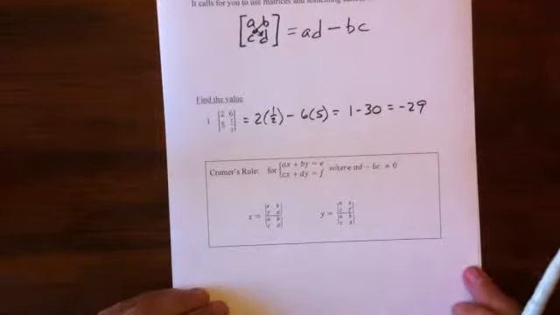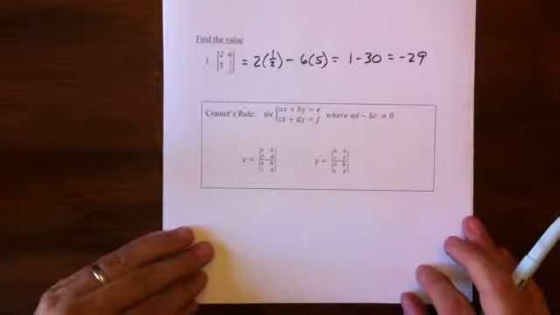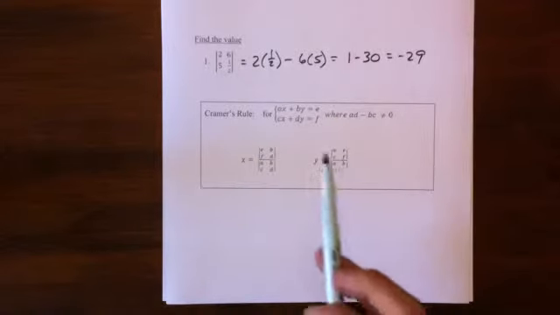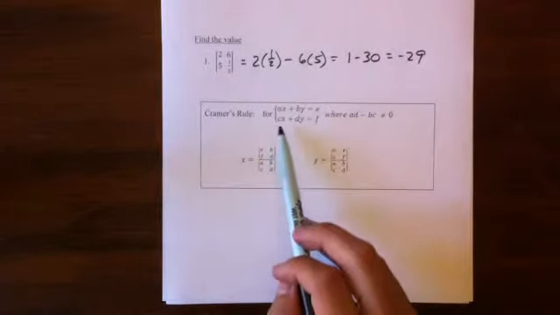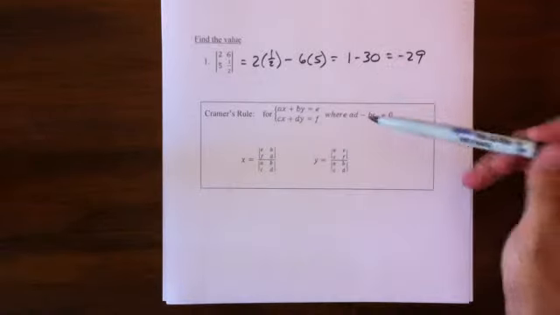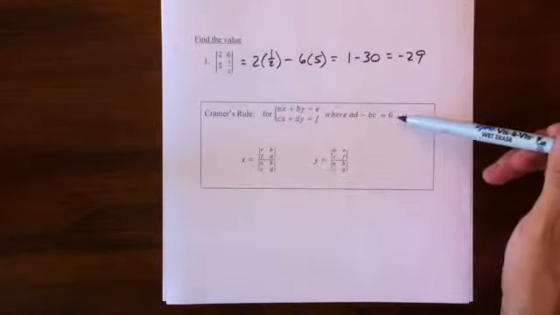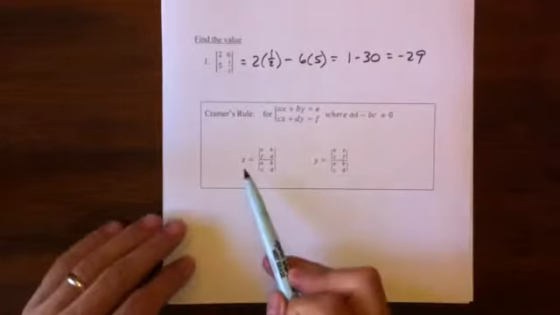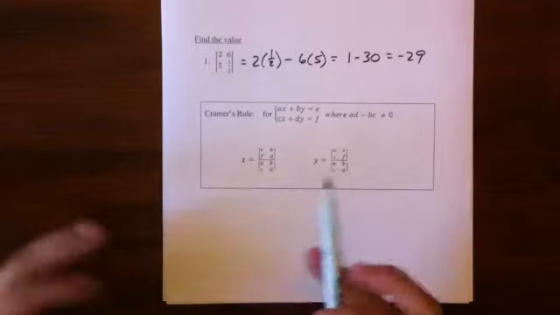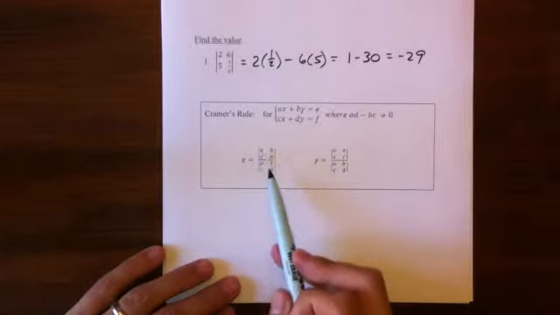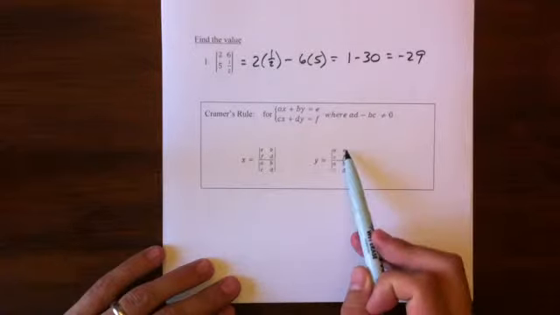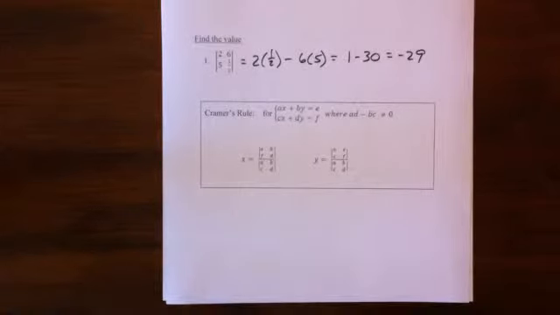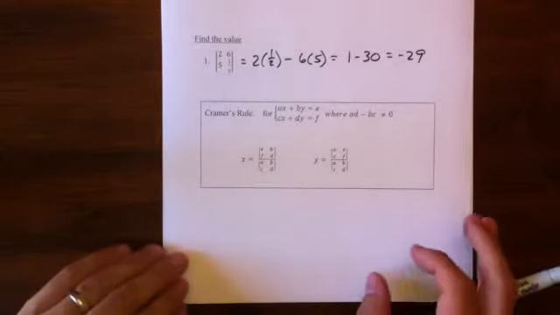Well, Cramer's rule says that if I have this system, you notice it says AX plus BY equals E, CX plus DY equals F, where AD minus BC doesn't equal 0, which we'll talk about in just a second, then this is true. The x-coordinate for our solution is created by this matrix over this one, and the y-coordinate is created by those two matrices. So that seems kind of confusing, but let's break it down a little bit.